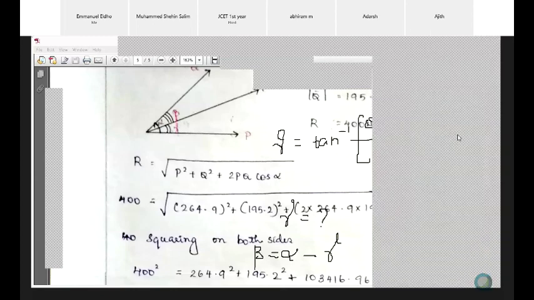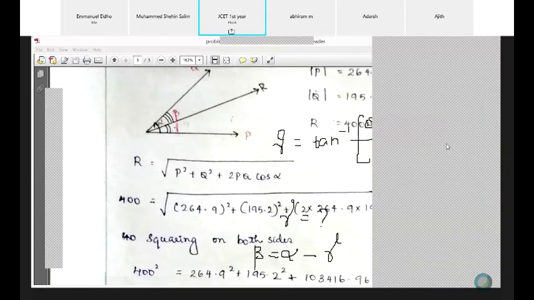Here beta is the angle made by the resultant force. Sorry, gamma is the angle made by the resultant force with respect to the horizontal. Yes, gamma is 25 degree. That is the correct answer. Therefore, beta is equal to 60 minus 25 degree is equal to 35 degree. Answer.